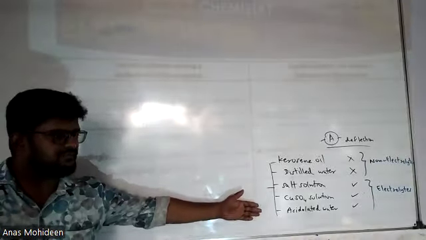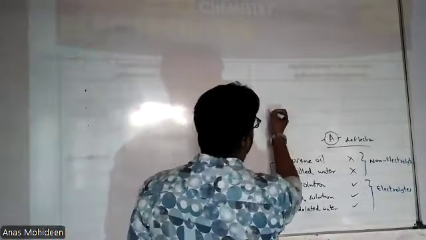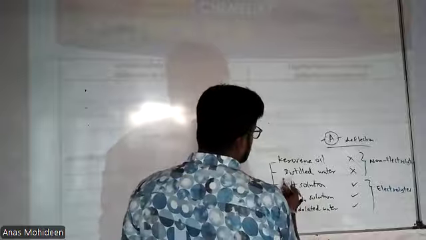Salt solution, copper sulfate solution, acidulated water. Write them here: 1, 2, 3. Write them. Causing a deflection and not causing a deflection. Not causing a deflection: kerosene oil, distilled water.